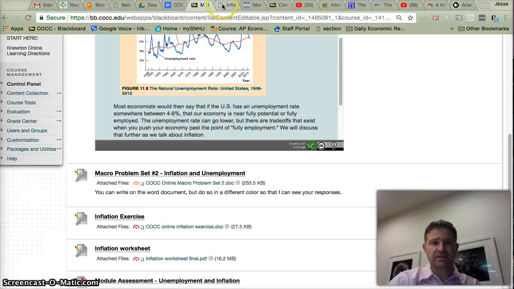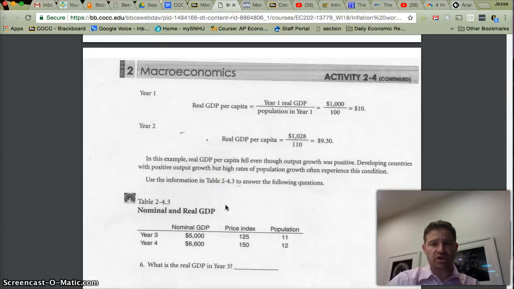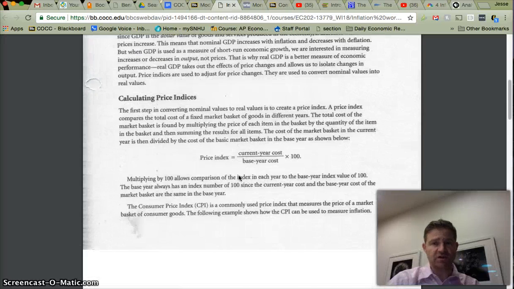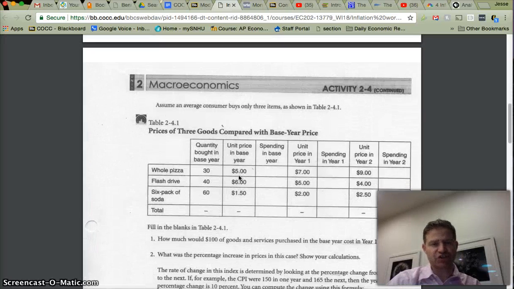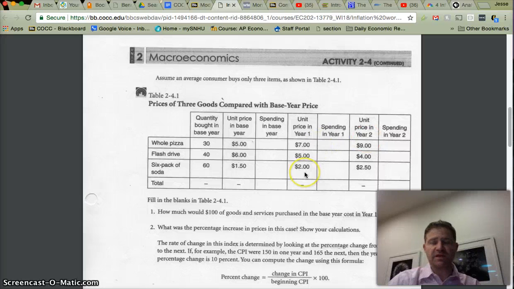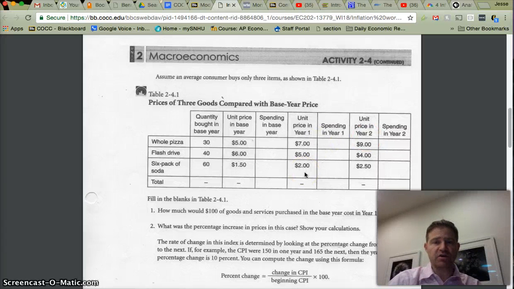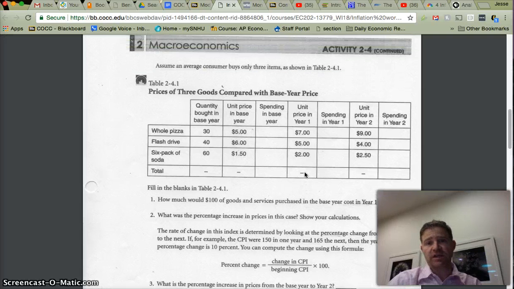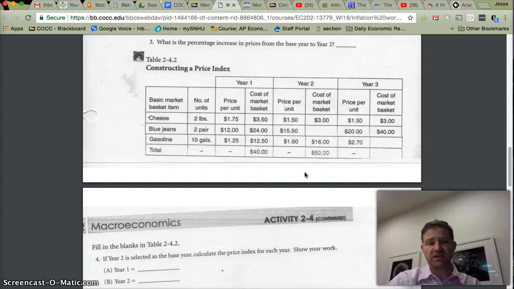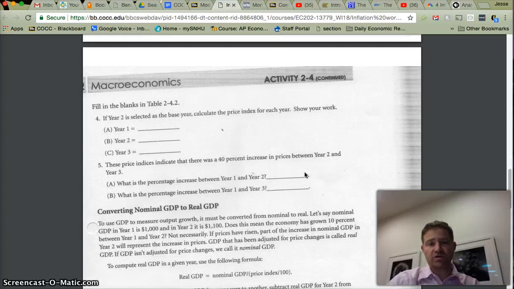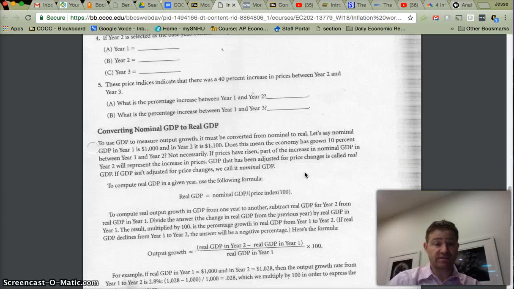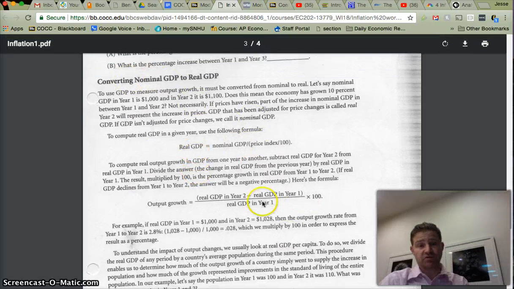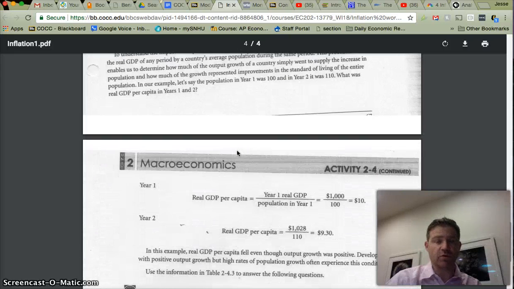And then last but not least, there's a little worksheet on being able to understand real versus nominal values. And so it's sort of an extension of the GDP stuff that we did. We were looking at the difference between real GDP and nominal GDP. Now we're looking at the CPI, how you calculate it, and how you determine what's happening with prices. And again, going back to converting nominal GDP. So some of this is review, and it should be pretty straightforward.